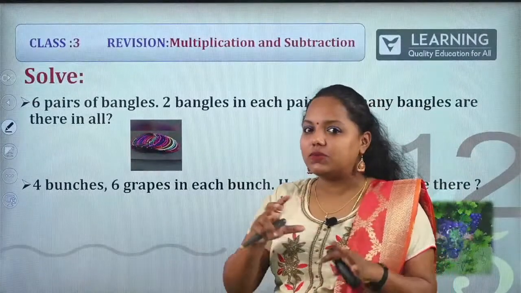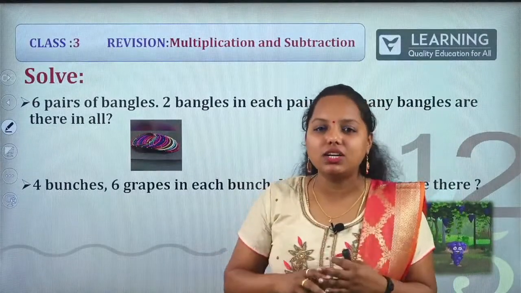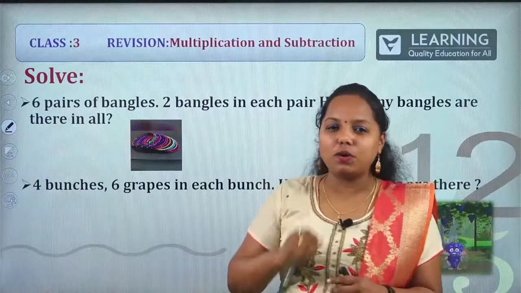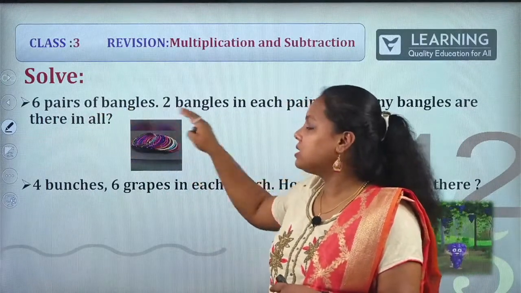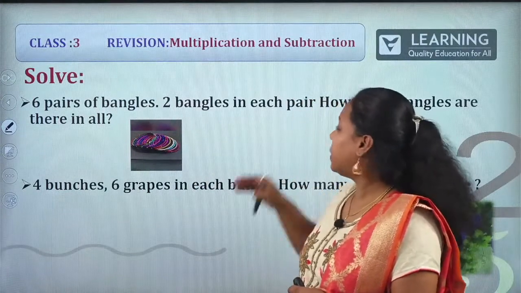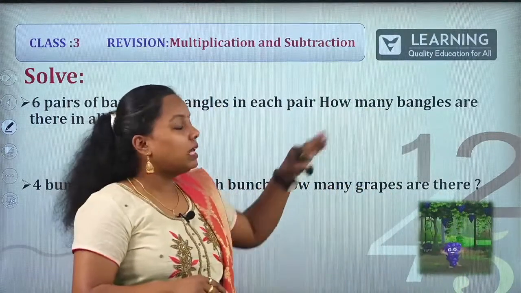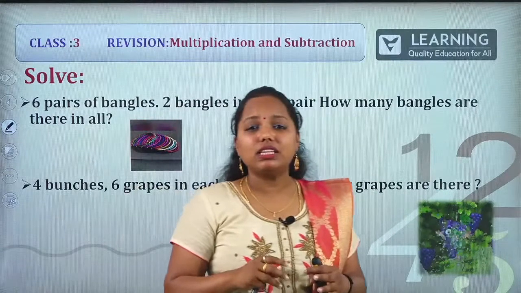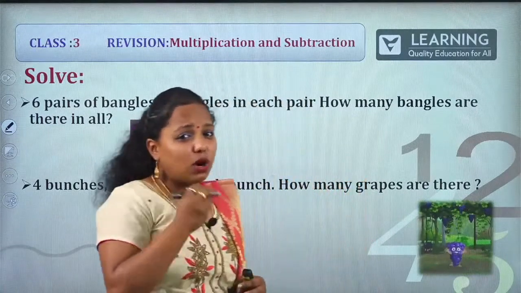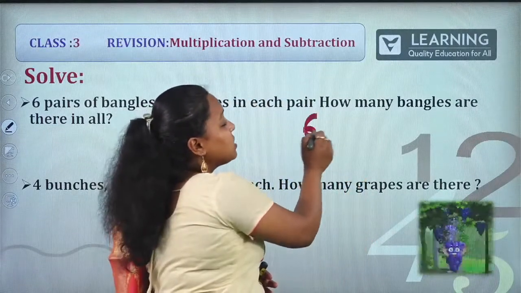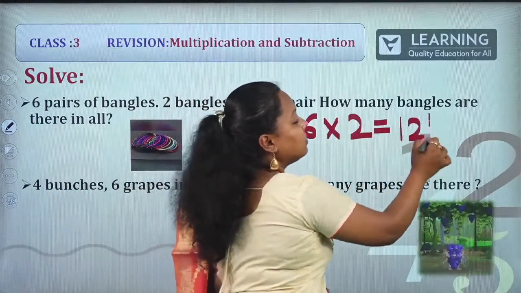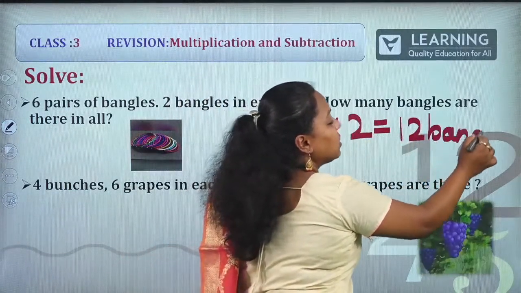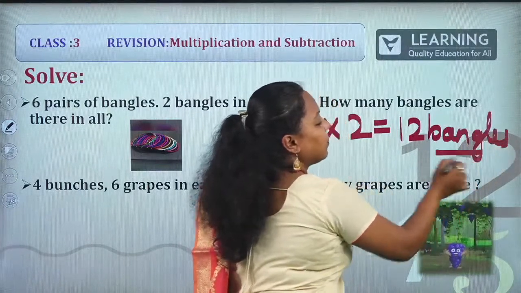Now, since we have solved all the theoretical concepts, now we'll be solving small problems, that is verbal problems. 6 pairs of bangles and 2 bangles in each pair. How many bangles are there? So this is a direct question. We have solved this. So I am moving pretty fast. So 6 into 2. So 6 2s are 12. That is nothing but it is 12 bangles over there.